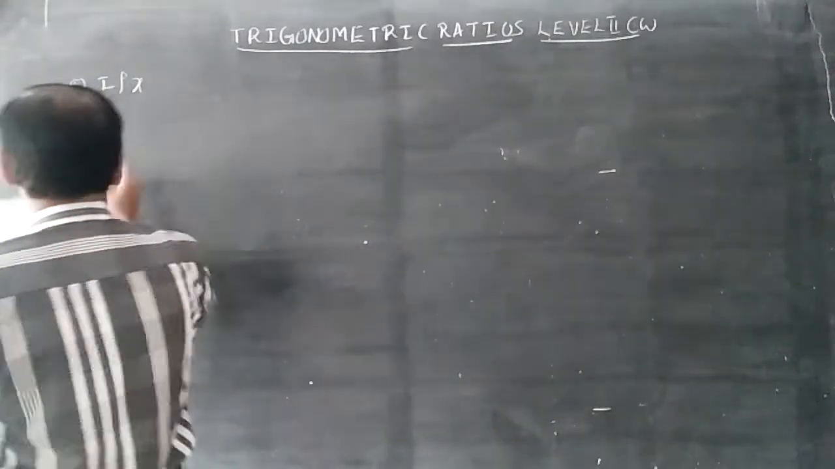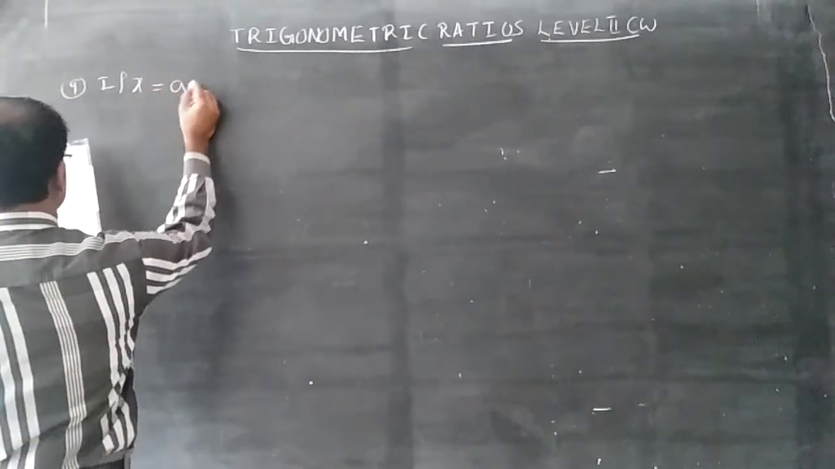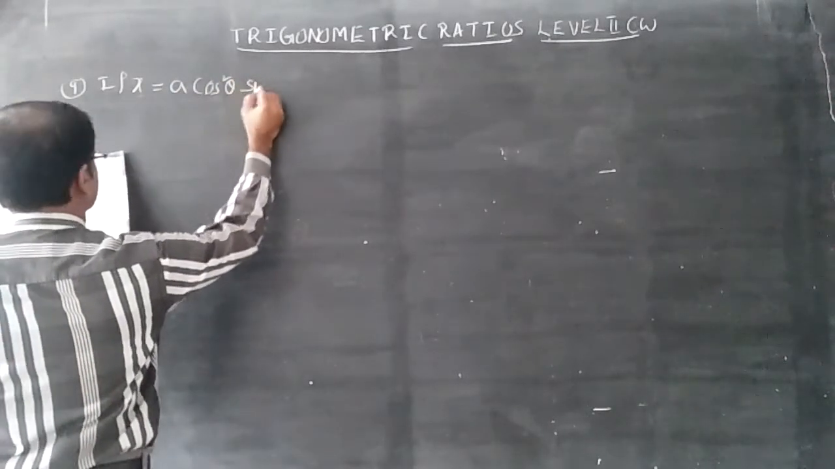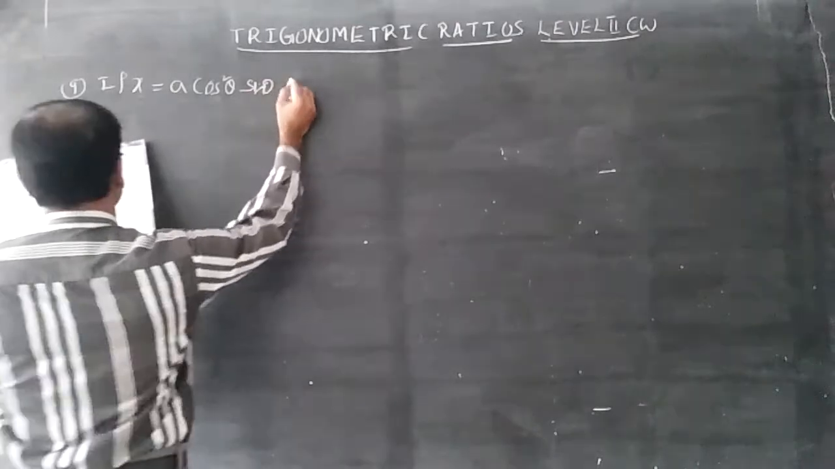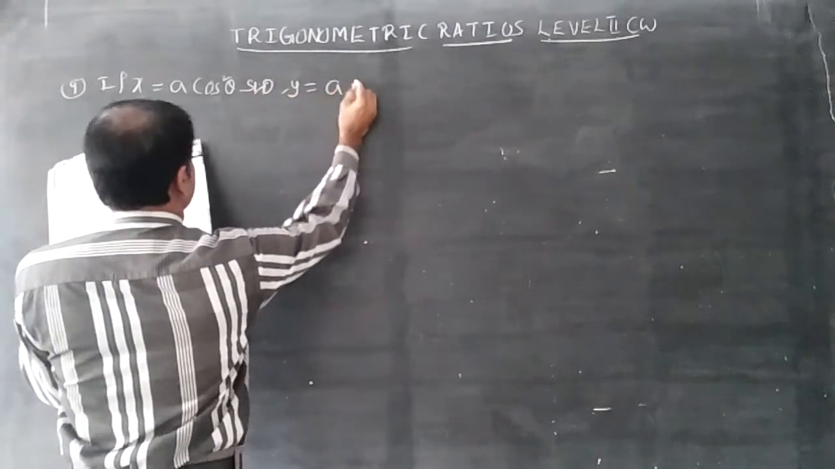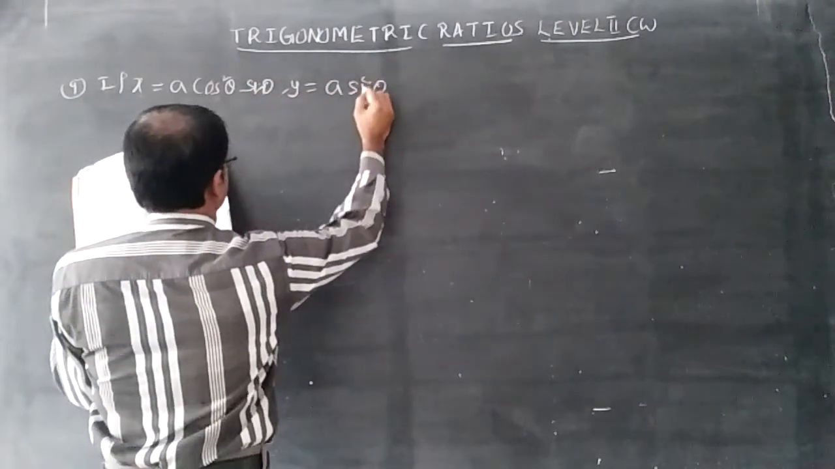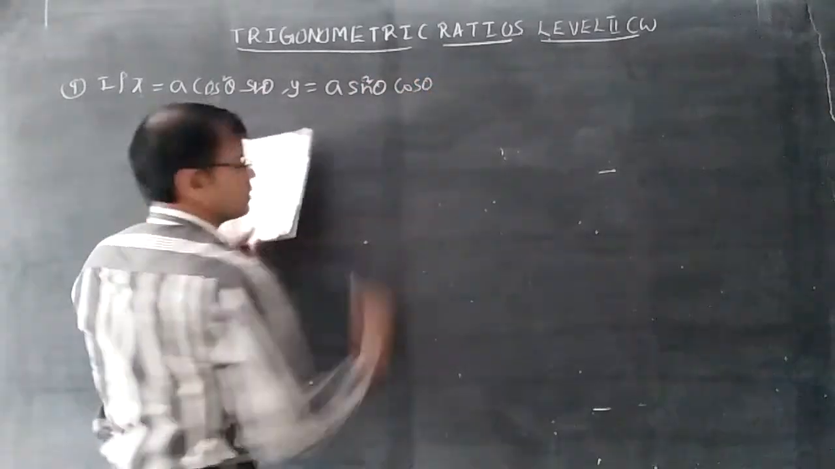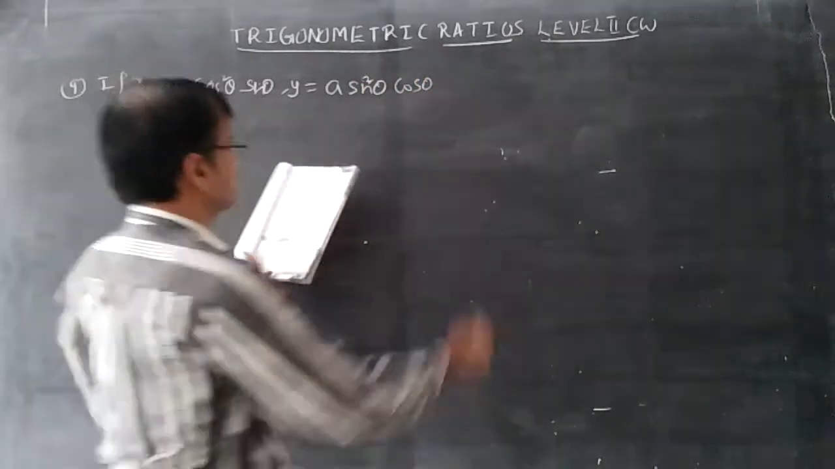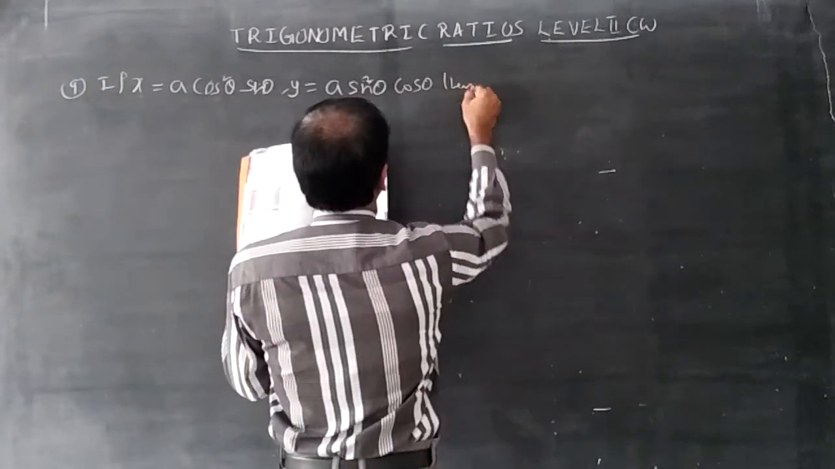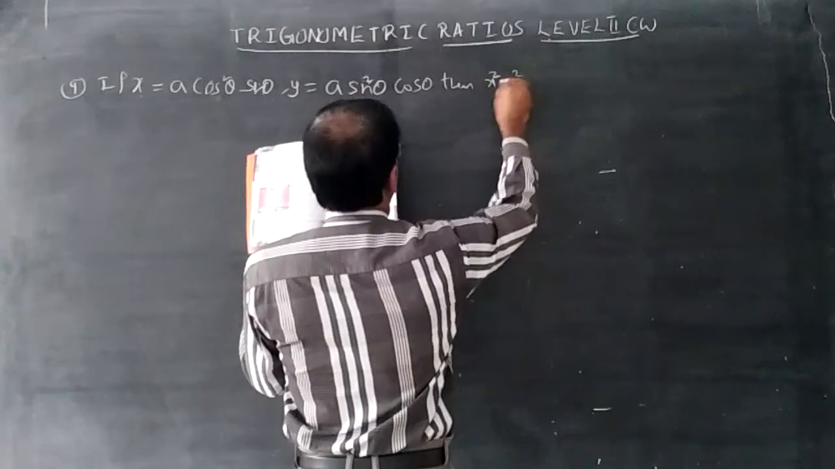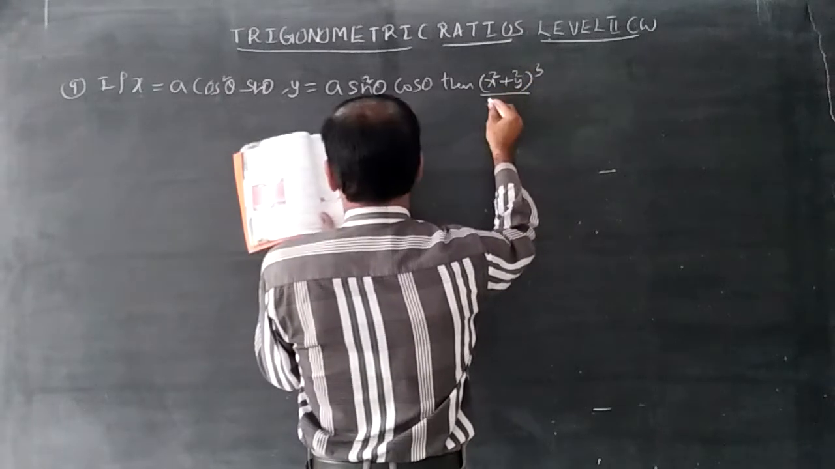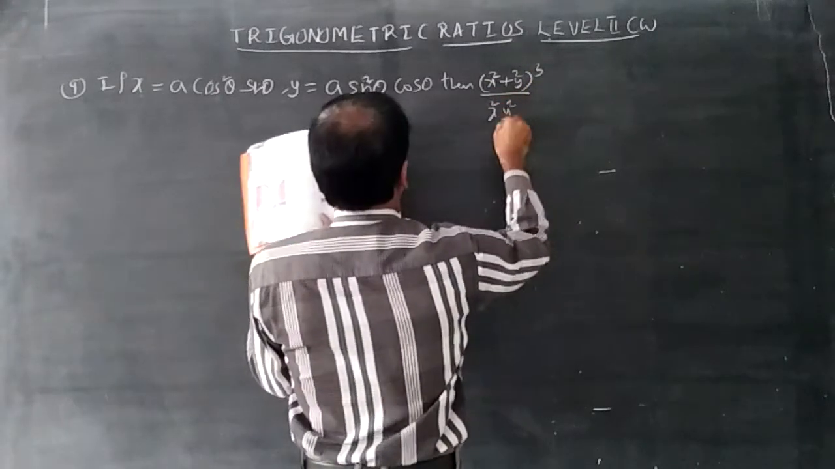If x is equal to a cos square theta sin theta, y is equal to a sin square theta cos theta, then what is the value of (x square plus y square) whole cube by x square y square?